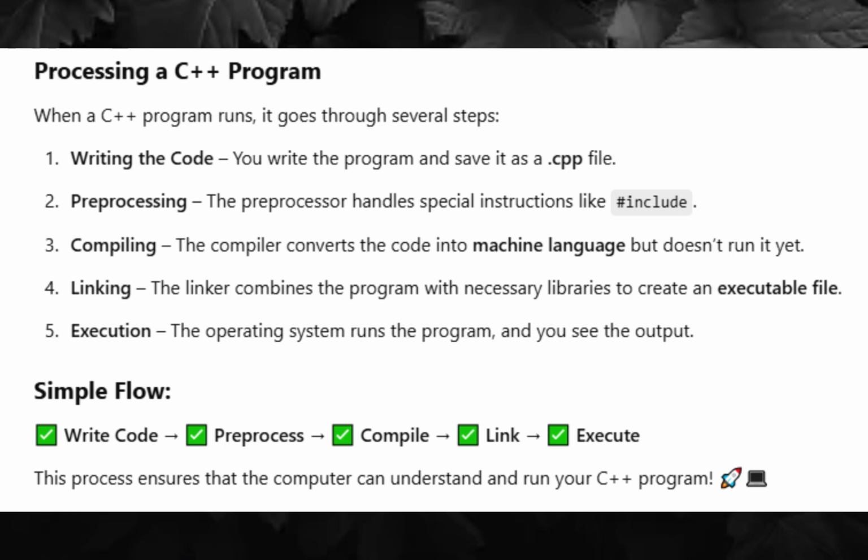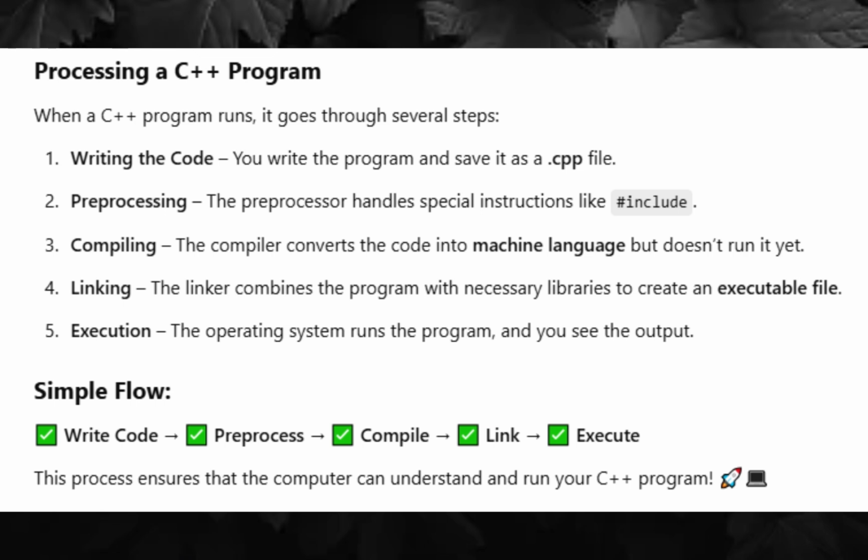The third step is compiling. The compiler converts the code into machine language but does not run it yet. Before running the program, you have to compile it. The next step is linking. The linker combines the program with the necessary libraries to create an executable file. So after compiling, you have to do the linking task, and the fifth step is execution.